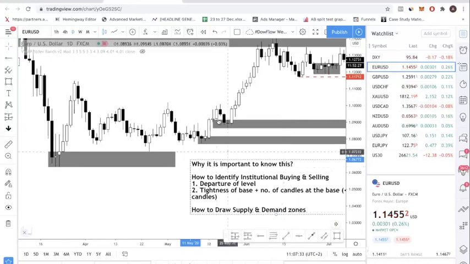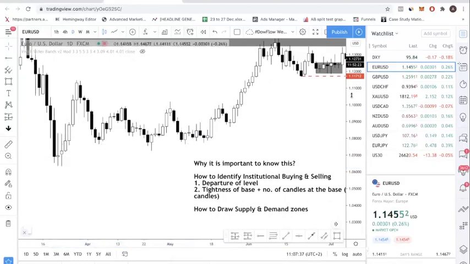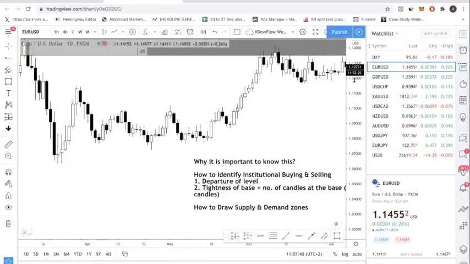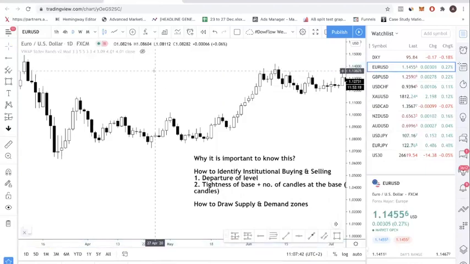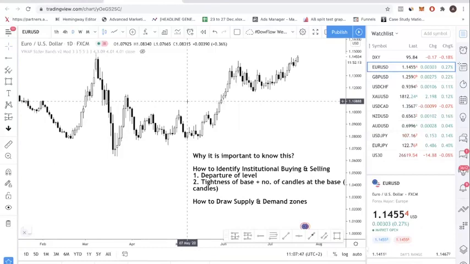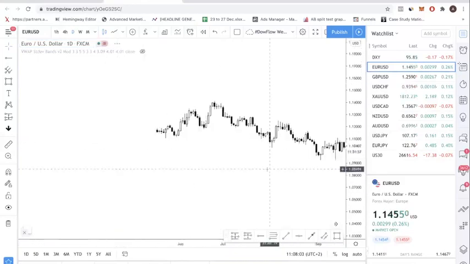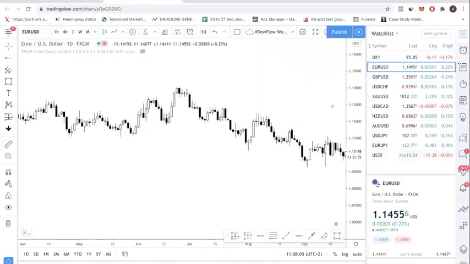So let's talk about how to draw. Let me just clear this and I'll show you how I draw them. We'll go through a couple of examples so that you can see how I do it. In the previous video that I recorded, I did not really go through in depth how to draw it. So in this video, this will be the part that I'll add on: how do you actually identify this institutional buying and selling. So let's just go back in time and I'll find some form of example so that I can show you.